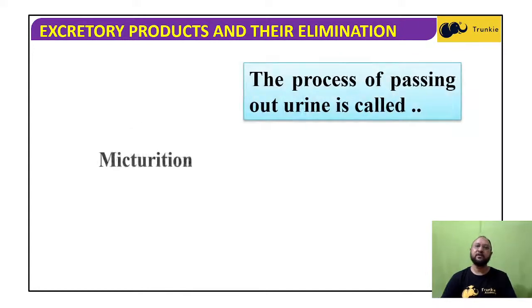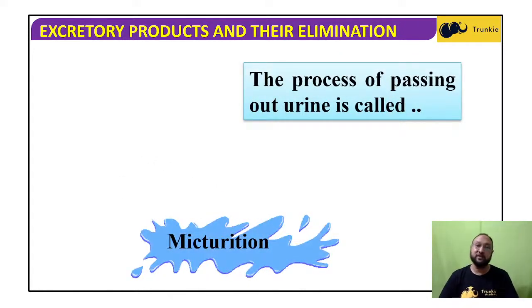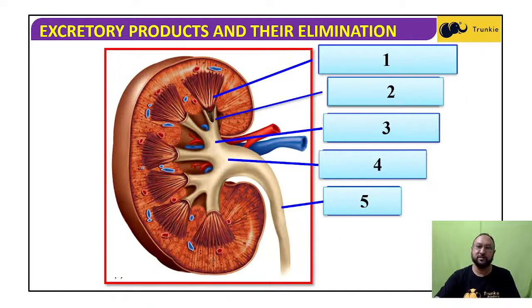The process of passing out urine is called micturition. The circular muscle present around the urethra, at the end of the urinary bladder through which the urine passes out, relaxes, and then the urine comes out from there. We call it micturition.